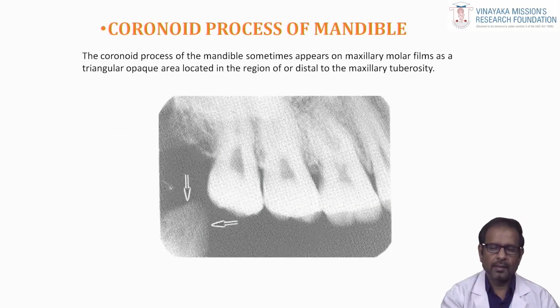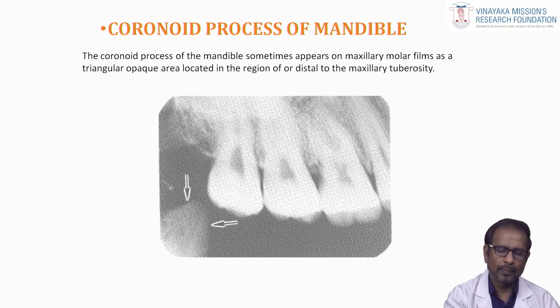The coronoid process of the mandible. Only one mandibular structure, the coronoid process of the mandible, sometimes appears in maxillary molar films as a small triangular radiopaque area located distal to the maxillary tuberosity or maxillary third molar. Here, this is the maxillary first, second, and third molar. Beyond the third molar and opposite to the tuberosity, there is a triangle-shaped radiopaque area. That is the coronoid process of the mandible, the only mandibular structure seen in maxillary radiographs.